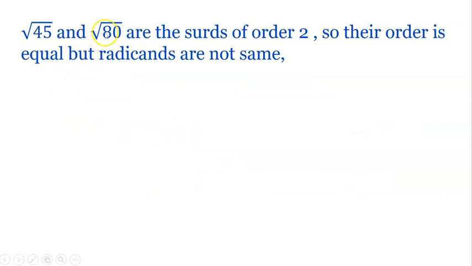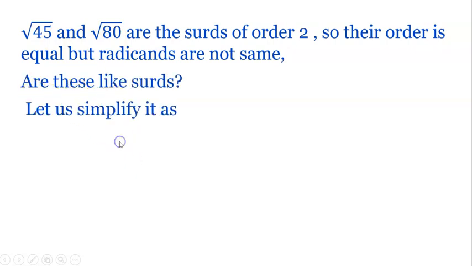Root of 45 and root of 80 are surds of order 2. So their order is equal but the radicands are not the same. Here is 45 and here is 80. The order is the same but the radicands are different. Are these like surds? Let us simplify as follows.